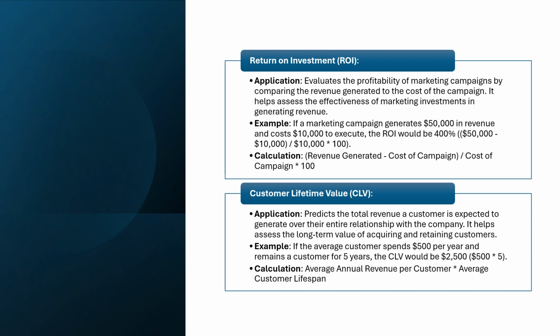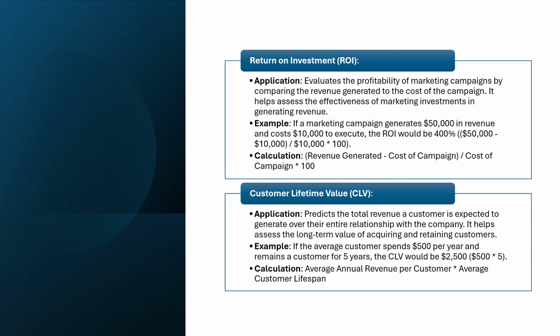Now, another one is the ROI. So what is ROI? That is evaluating the profit of a marketing campaign by comparing the revenue generated to the cost of the campaign, and it helps assess the effectiveness of marketing investment in generating revenue. So if you take an example, if a marketing campaign generates 50,000 in revenue and costs 10,000 to execute, ROI would come out to be 400% in this scenario. So how have they calculated? The formula is revenue generated minus cost of campaign, right? So here you can see revenue generated is 50,000 minus the cost, which is 10,000, then divided by the cost of campaign multiplied by 100.